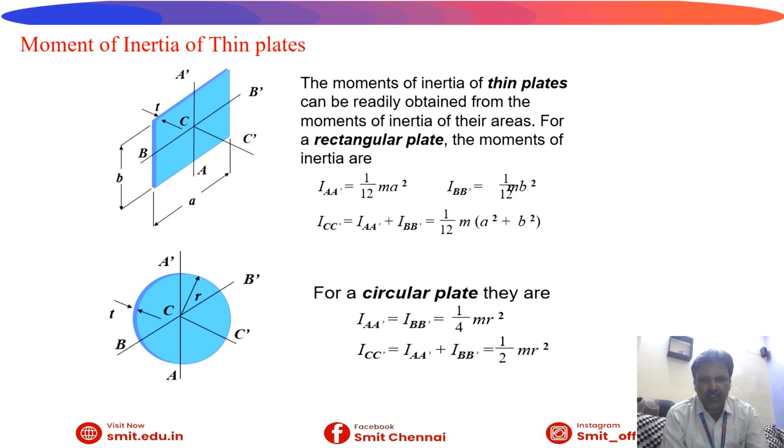For a circular plate, the top one is the rectangular plate and the lower one we have given as a circular plate. The thickness is t and the radius is R. Now we have to use the formula I_AA' equal to I_BB' equal to 1/4 m R squared. Then I_CC' we have to add these two values, then finally the 1/2 will cut in the denominator, therefore you will get half m R squared.